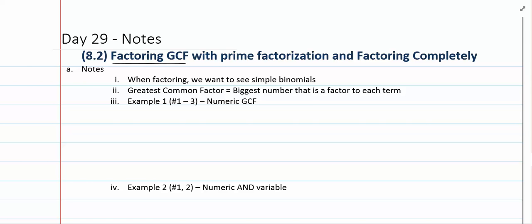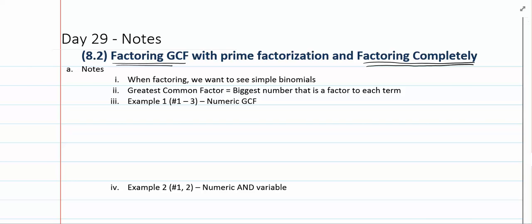Day 29 Notes, Advanced Algebra 2. Today we continue our discussion on factoring trinomials, and we spend our time starting with factoring using the greatest common factor, and then we spend a little bit of time making sure that we recognize when trinomials are factored completely.